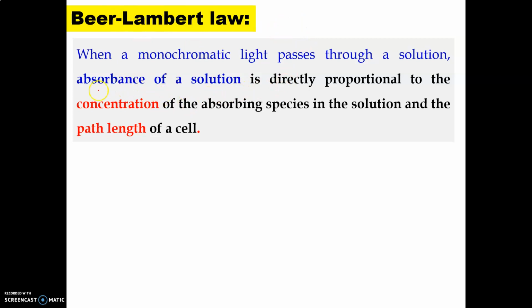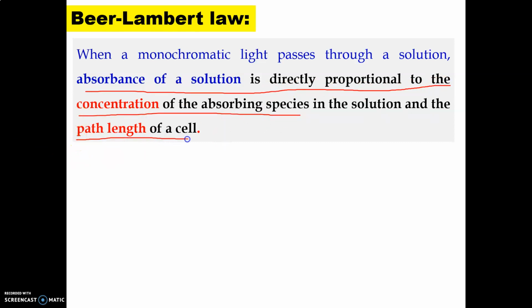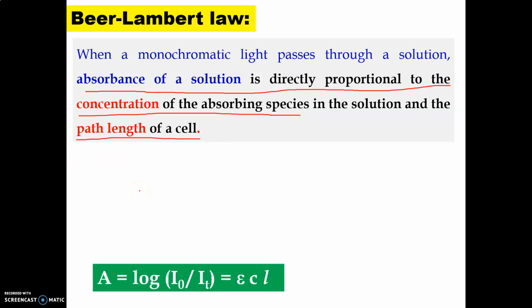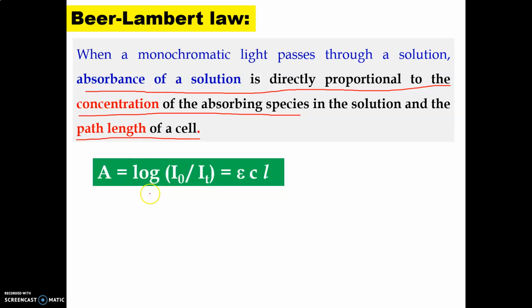So the absorbance of a solution is directly proportional to the concentration of the solution as well as the path length of a cell. This is the mathematical representation of Beer-Lambert's law. So A is equal to log of I0 by It is equal to epsilon into concentration into length.